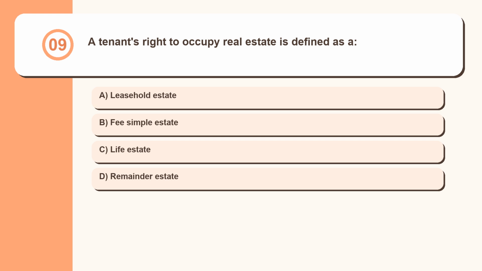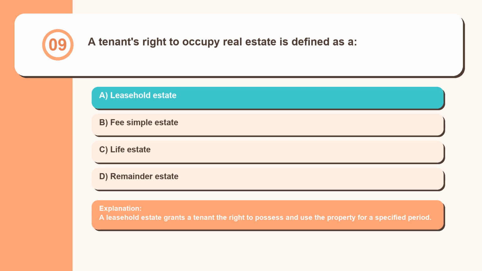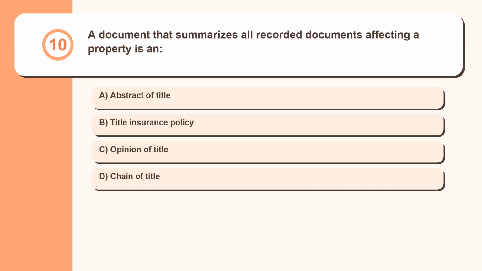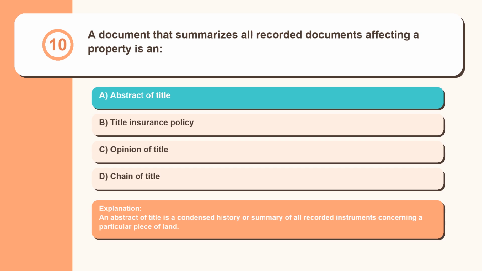Question 9. A tenant's right to occupy real estate is defined as a leasehold estate, fee simple estate, life estate, remainder estate. A leasehold estate grants a tenant the right to possess and use the property for a specified period. Question 10. A document that summarizes all recorded documents affecting a property is an abstract of title, title insurance policy, opinion of title, chain of title. An abstract of title is a condensed history or summary of all recorded instruments concerning a particular piece of land.